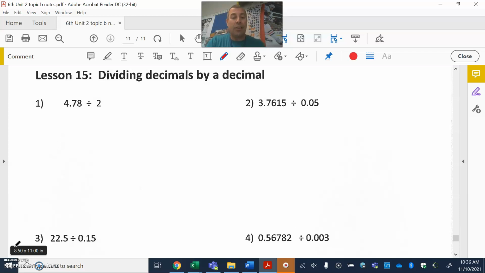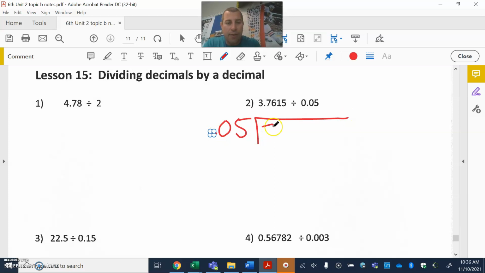The big thing here is that when we are dividing, we have to divide by a whole number. So let's show you what we're looking at here in question number 2. This is what we're dealing with. This number on the outside here, that's who we're dividing by, needs to be a whole number.